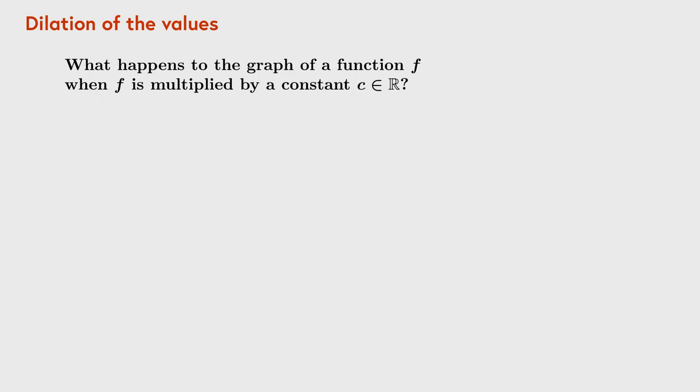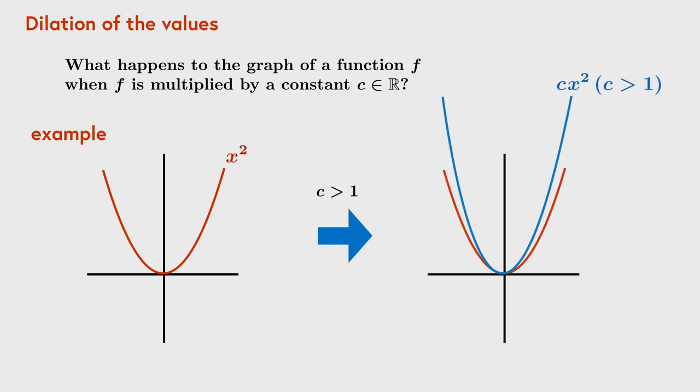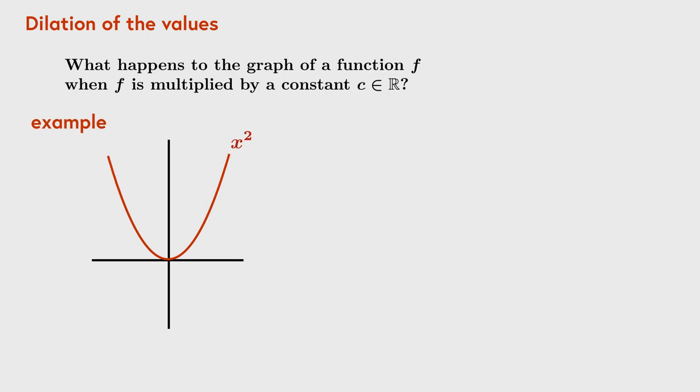Let's speak now about dilation. Dilation means multiplication by a constant. What happens to the graph of a function when you multiply the function by a constant c? Let's take our familiar example, the x squared function with the parabola being the graph. What happens if we multiply the function by a constant bigger than 1? Well, the answer is the graph will sort of be expanded. It'll be dilated upwards because c is bigger than 1. If we multiplied by a positive c that was smaller than 1, then the graph would be dilated down. It would get squished.